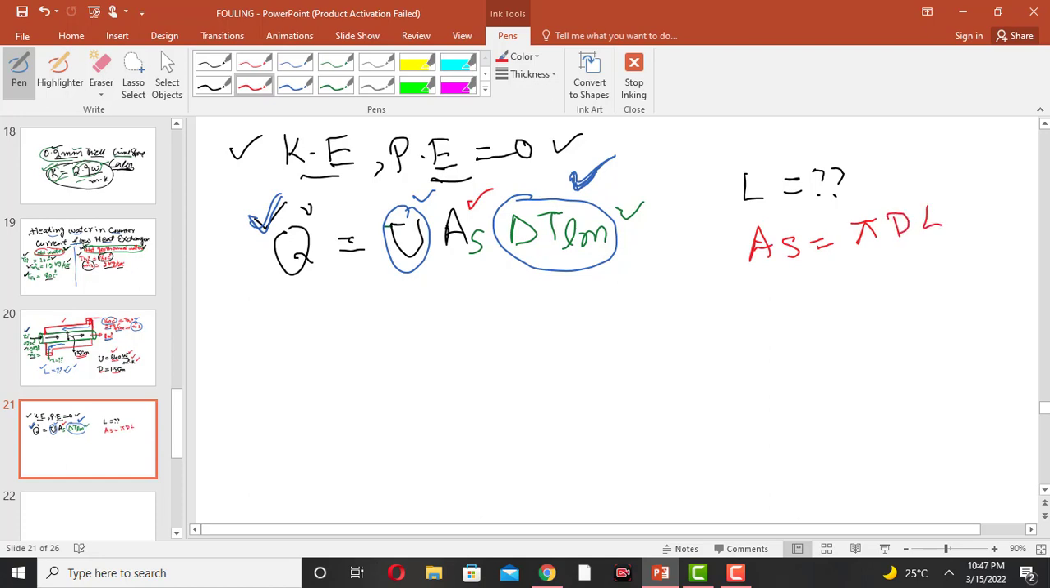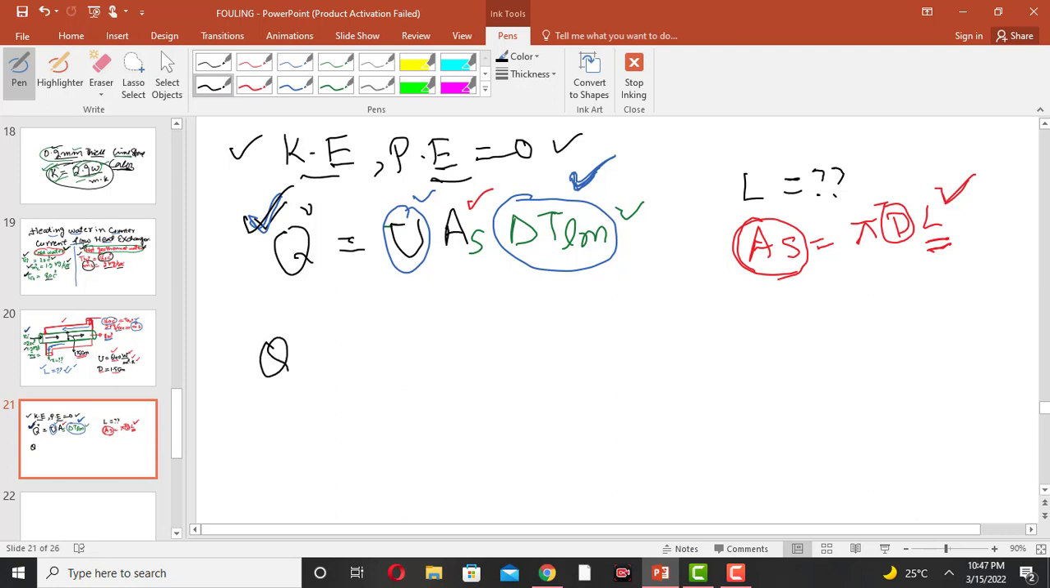So the diameter of the tube is given to us, and the surface area will also be given to us. So we will determine the length of the heat exchanger, or the length of the tube. The length of the tube is equal to the length of the heat exchanger, because the length of the tube is equal to the length of the shell in this case. So first of all we will determine the heat rate, this Q.